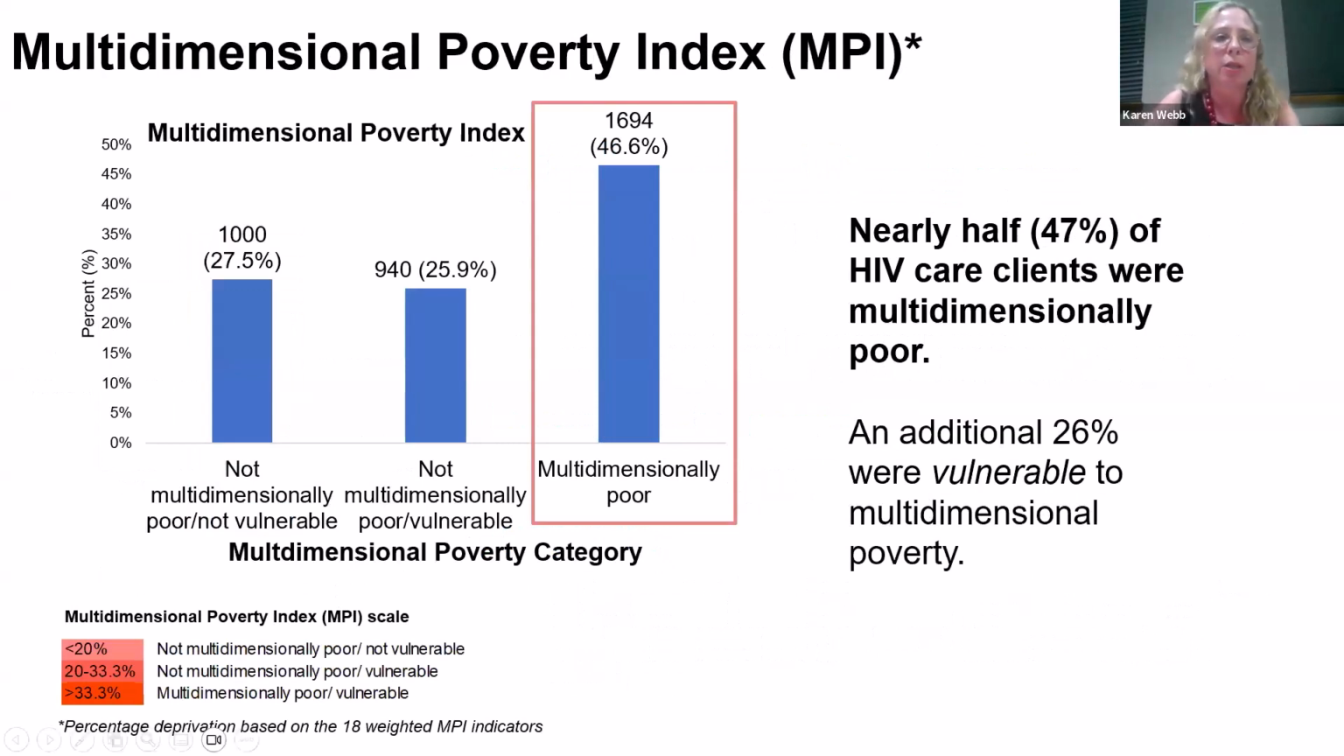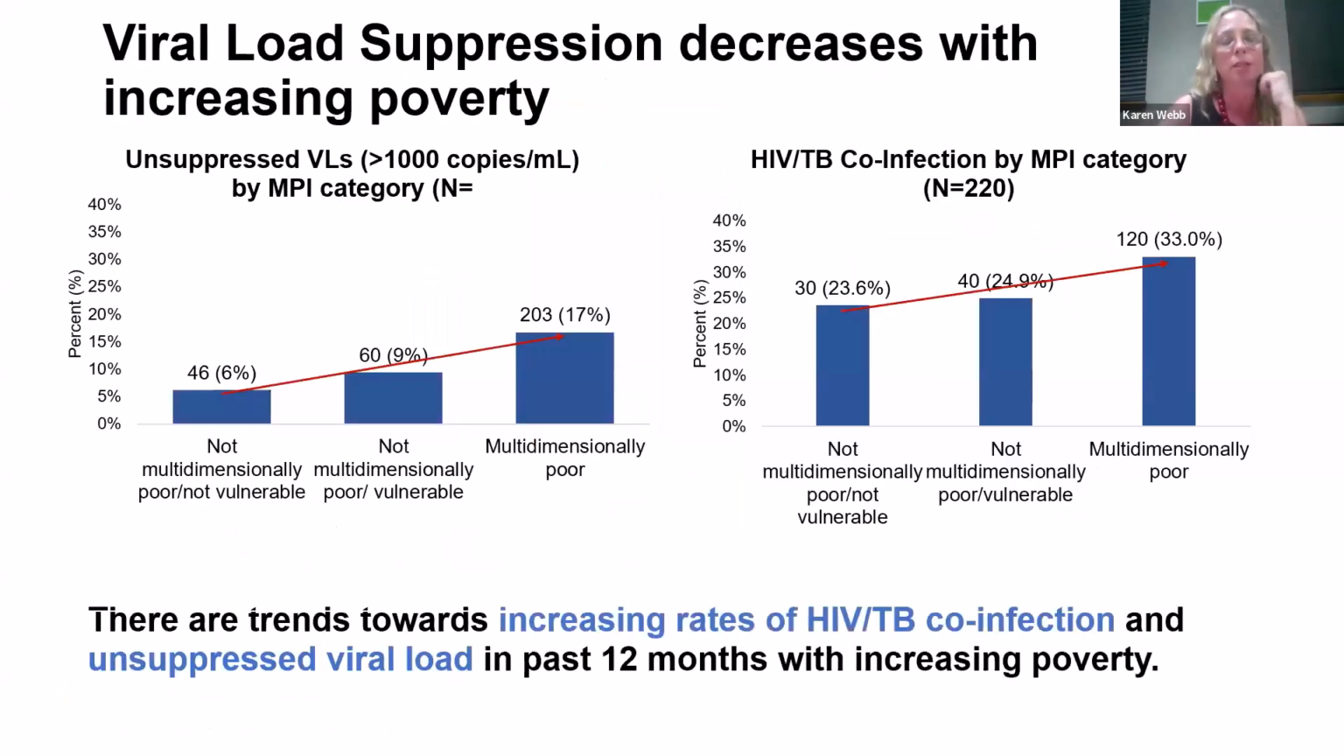So looking at multidimensional poverty, we could see that nearly half of all of those within HIV that had accessed HIV care and treatment in the previous month were multidimensionally poor, and a further 26% were vulnerable to being multidimensionally poor. And then in terms of viral load suppression, we can see a very clear relationship between multidimensional poverty and both having an unsuppressed viral load, which is greater than 1,000 copies per milliliter, and or being HIV/TB co-infected, being diagnosed with TB in the previous year.